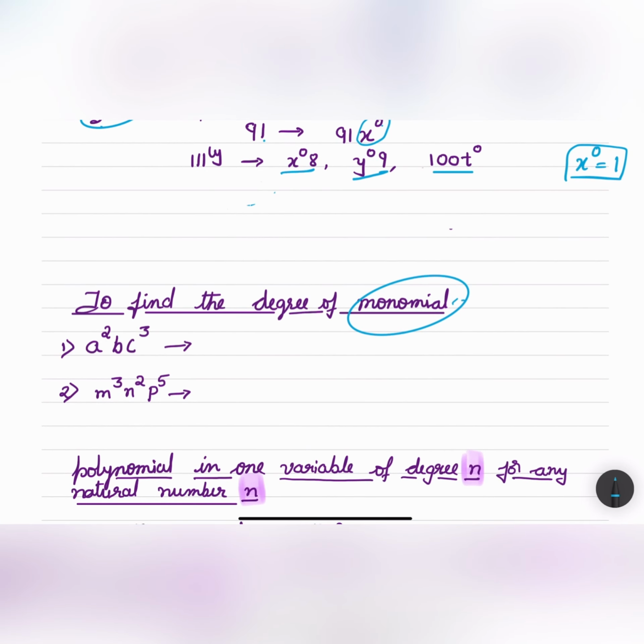How do we find out the degree? We add up all the degrees. Here the degree of a is 2 and the degree of b is 1. If the degree is not mentioned, it means it is 1. And the degree of c is 3. We add all the degrees and we get 6. So this is the degree of this particular monomial. Now let's take a look at the next one. You must have got it already, right? So this is 3 plus 2 plus 5. So in total it will be equal to 10. So this is the degree of this particular monomial.